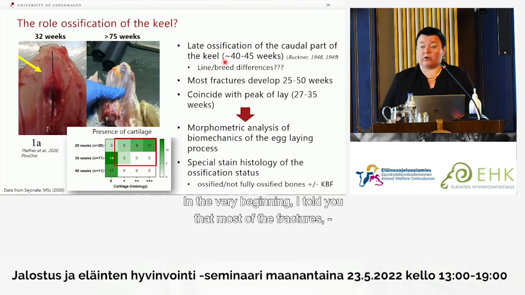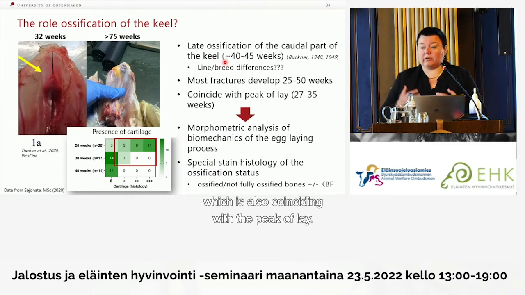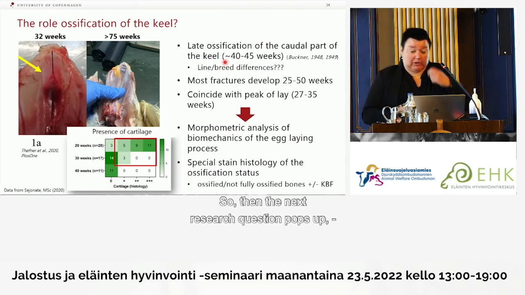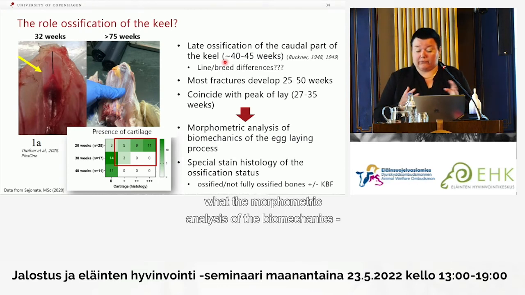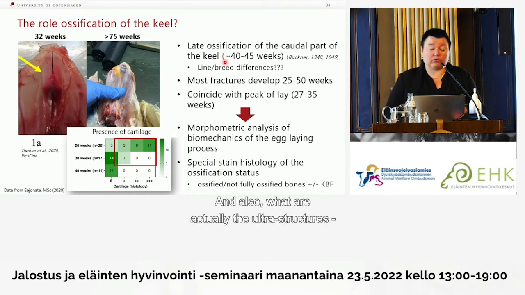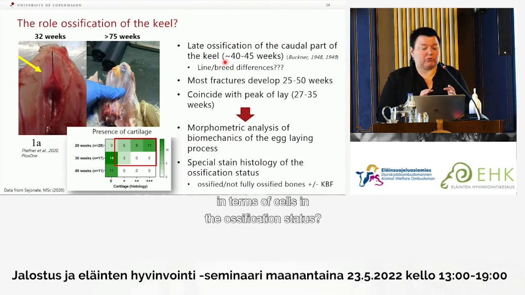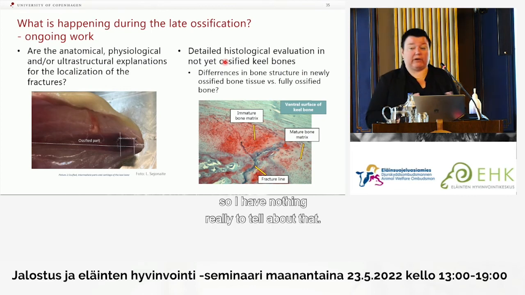In the very beginning I told you that most of the fractures occur in week 25 to 50 of age, which is also coinciding with the peak of lay. So then the next research questions pop up. What about the morphometric analysis of the biomechanics of the egg laying process? And also, what is the ultrastructure in terms of cells in the ossification status? That is something that I'm doing right now, so I have nothing really to tell about that.